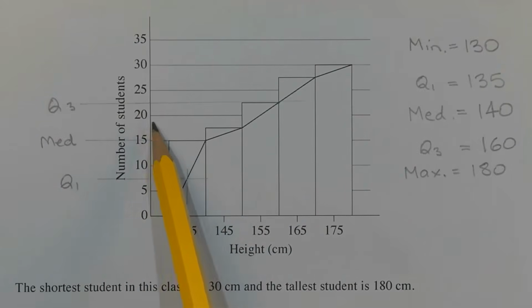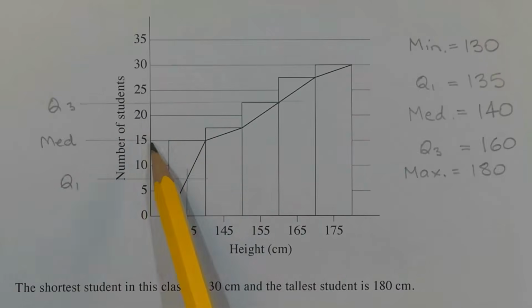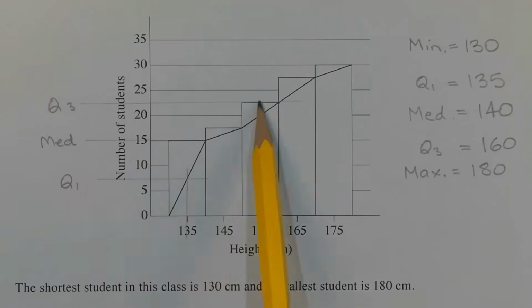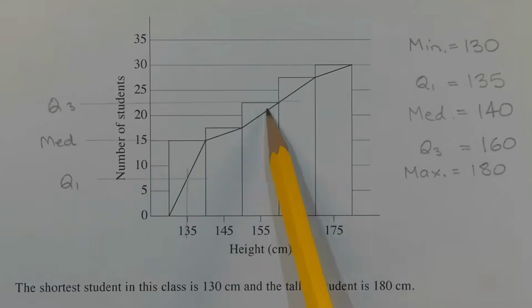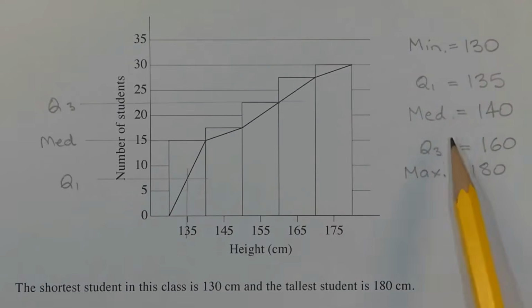So between 20 and 25, so that's at 22.5. That's halfway between 15 and 30. Drawing a horizontal line across, we strike the ogive here, exactly between the two columns. Going down, it's halfway between 155 and 165, and that's 160. So Q3 is 160. So here is our completed 5-number summary. Minimum is 130, Q1 is 135, the median is 140, Q3 is 160, and the maximum is 180.